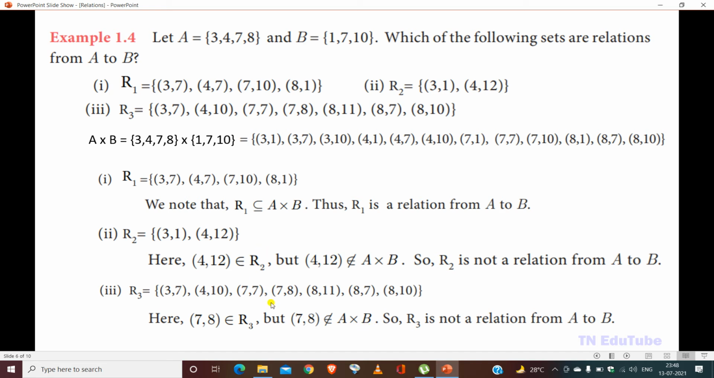So Roman letters 2 and 3 are not relations. You should write this reason: (4,12) is not there in A cross B, so R2 is not a relation. (7,8) is not an element of A cross B, so R3 is also not a relation.